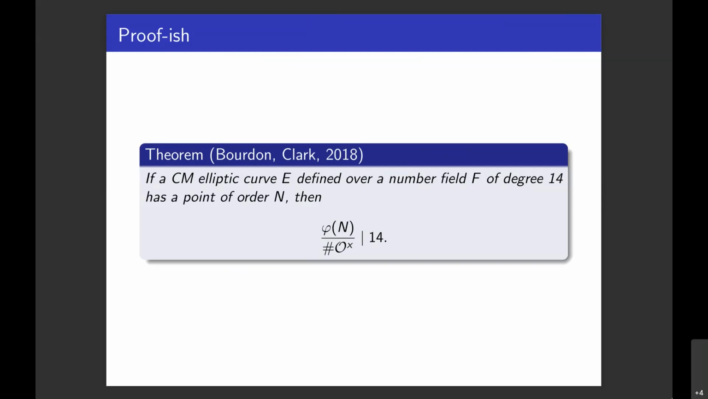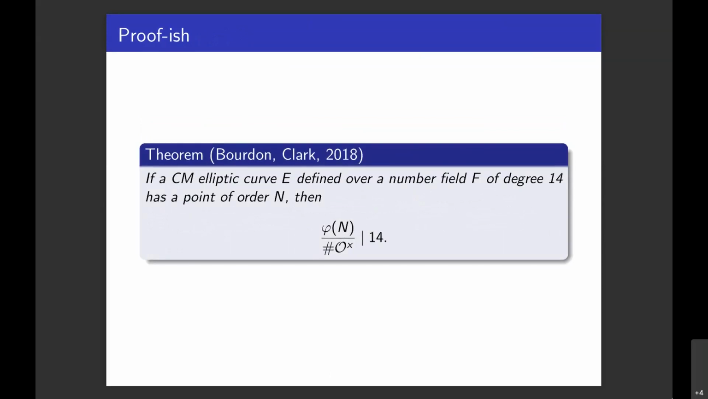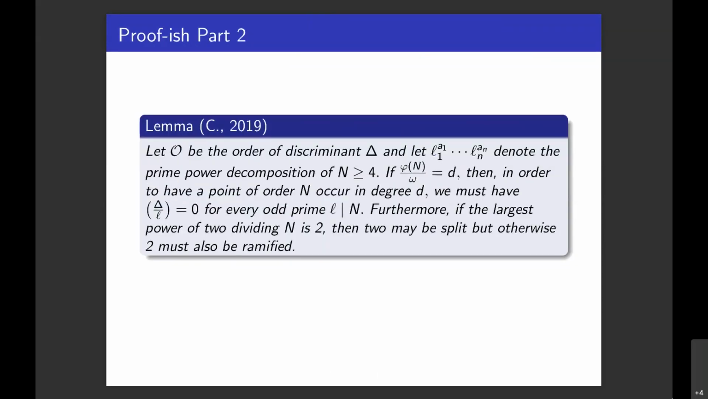And then this is a lemma that I found. If phi of n divided by the size of the unit group is equal to D, so in this first case, if it was equal to 14, then every prime that divides n needs to be ramified, or if the largest power of 2 dividing n is just 2, then 2 could be split, but other than that, 2 would need to be ramified. So with that piece, I have this list of n's from this earlier piece of information that I've generated. Then we can narrow it down a little bit.